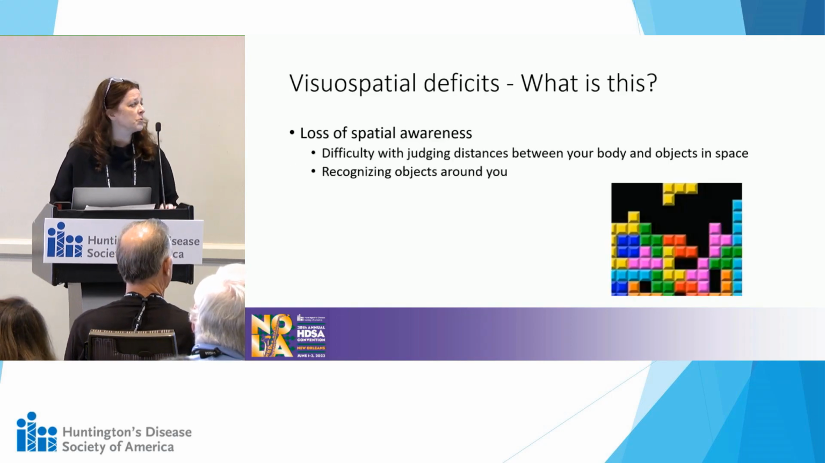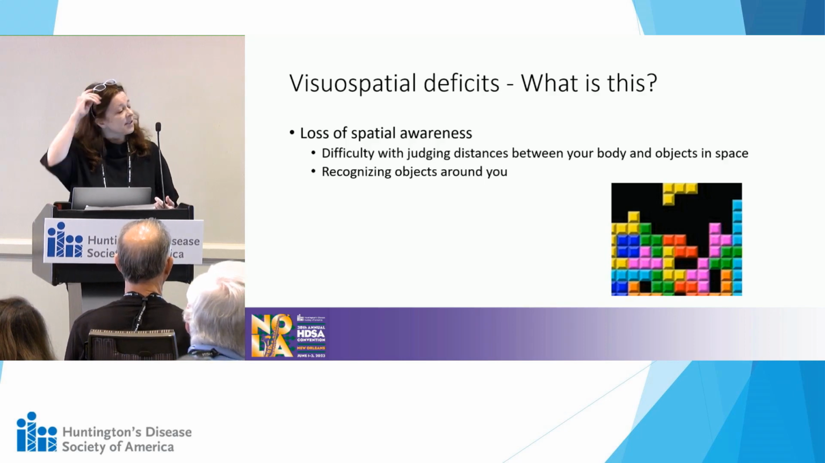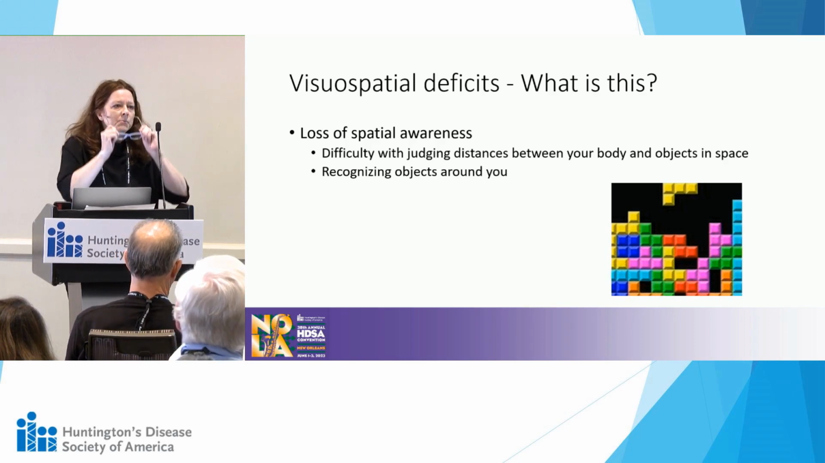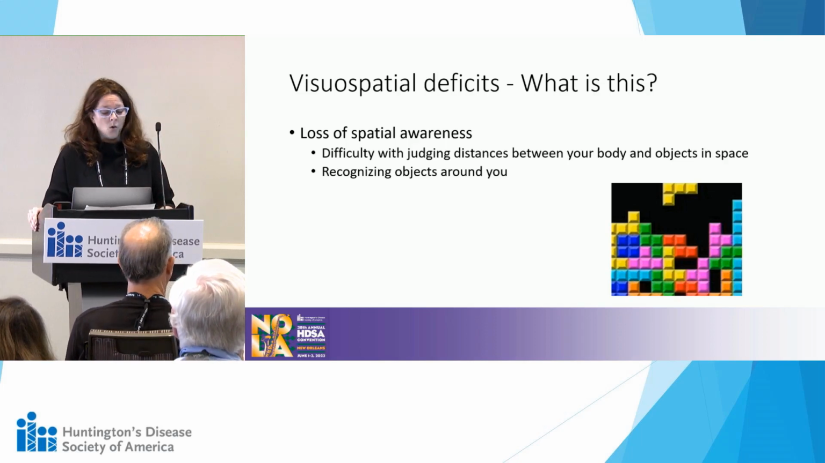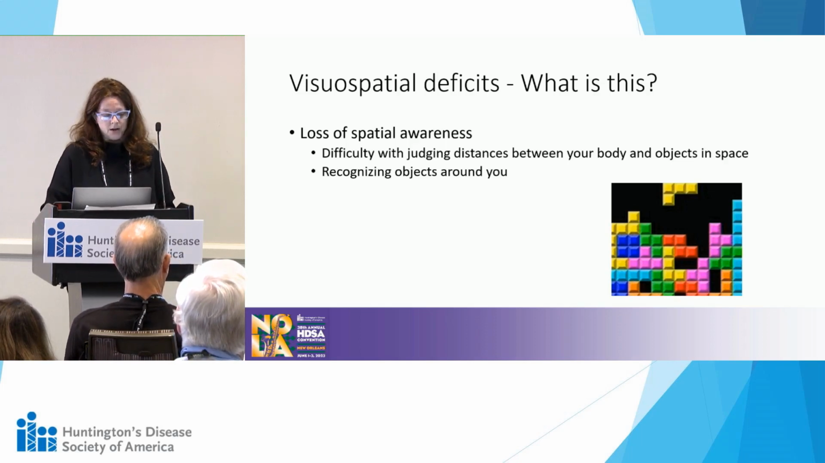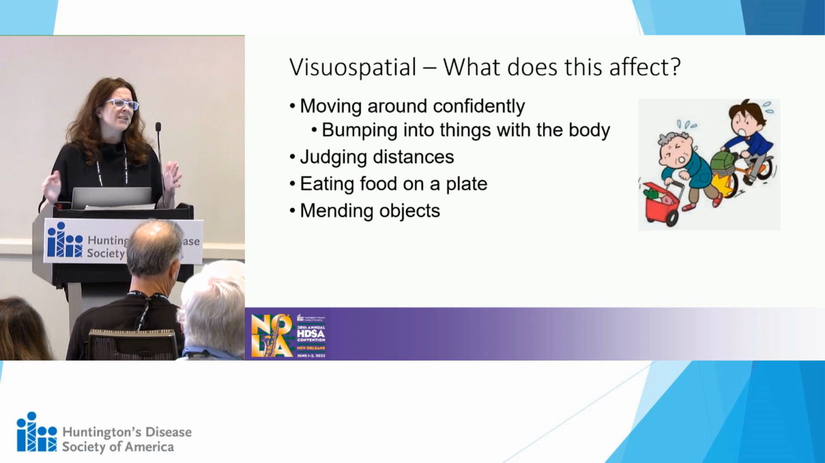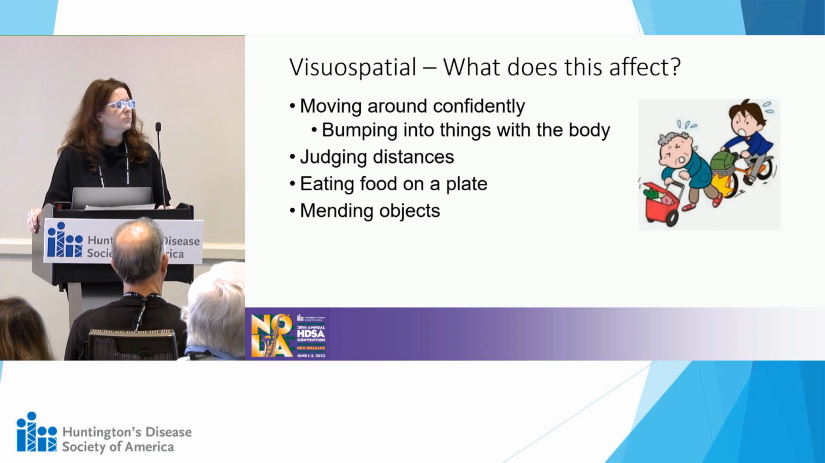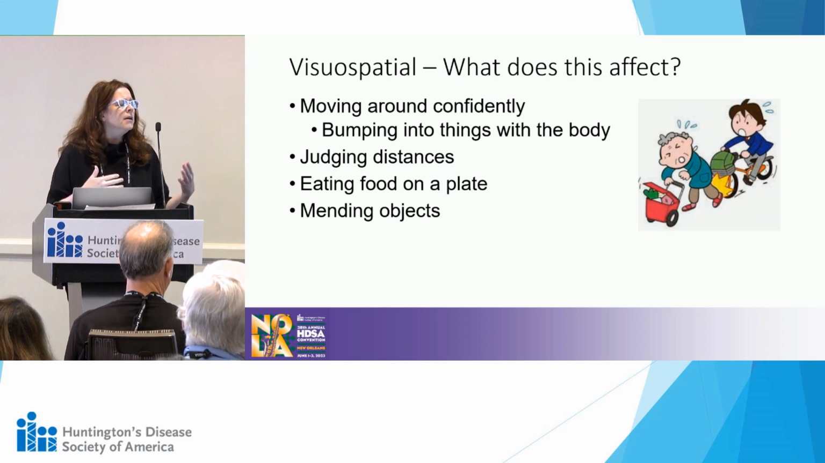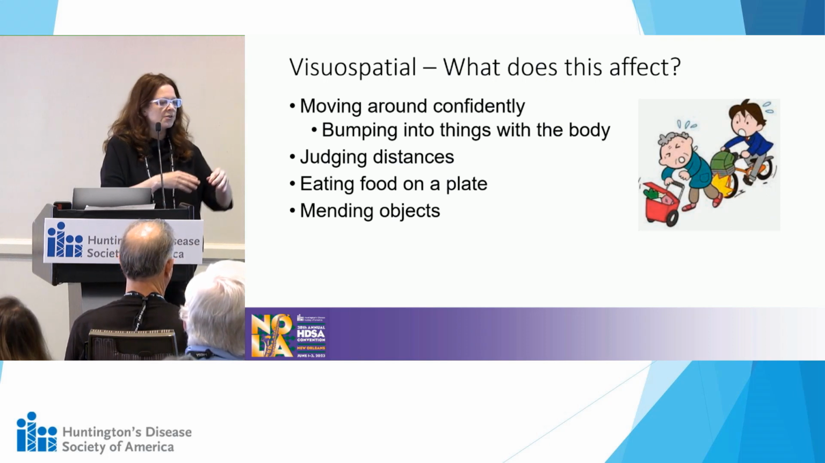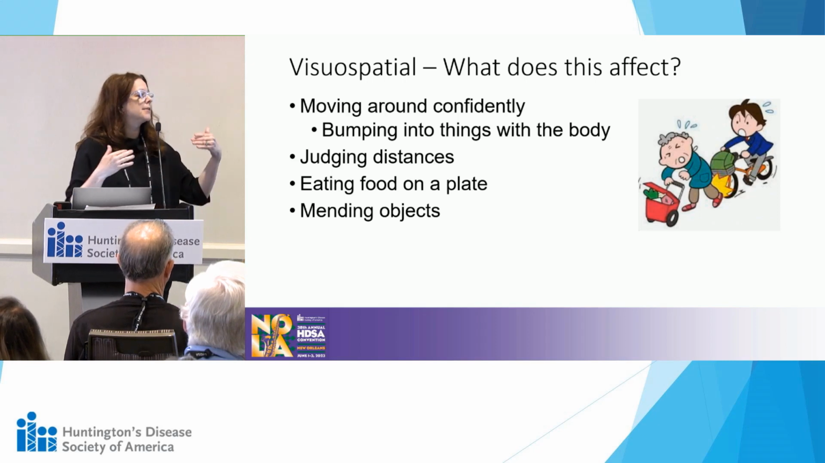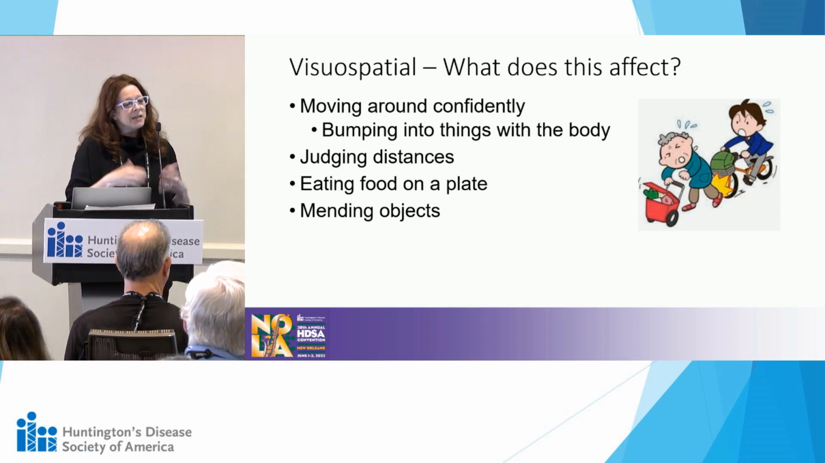All right, so visual spatial deficits. What really is this? This is loss of spatial awareness. This is problems with judging where your body is in time and space and relative to other objects, or recognizing the objects around you. So how can this cause a problem? Well, if I don't know where my body is, I might bump into things. And as we get older, our skin gets thinner, so we get some bleeding or tearing, and sometimes bruising. So we can injure ourselves.